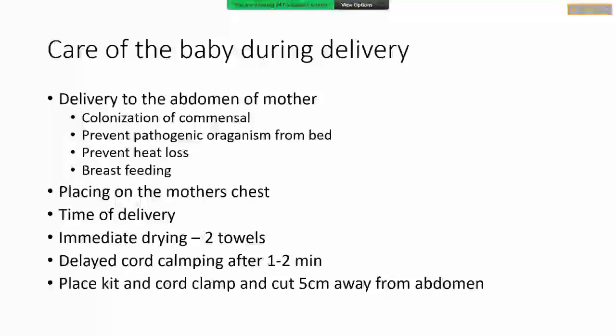And once the baby is delivered, the time of the delivery should be noted down. And we have to dry the child with 2 towels. First, we have to immediately dry the fluid off the child. And then with the second towel, we have to wrap the child. That is usually done. And delayed cord clamping, we know that. For the cord clamping, we have to use the plastic clip.